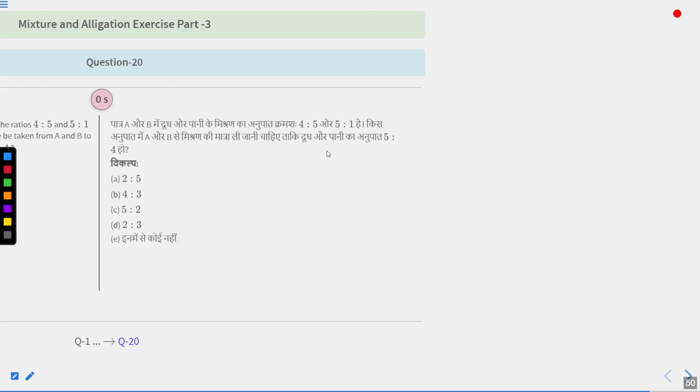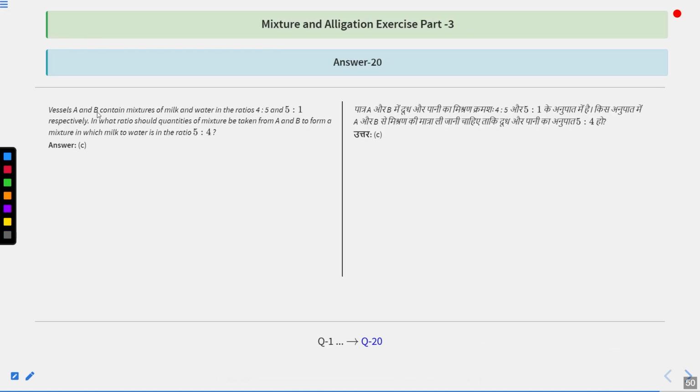Now time's up. Let's see the solution. Vessels A and B contain a mixture of milk and water in the ratio 4:5 and 5:1. Clear? So the quantity of milk in vessel A: the total is 9, 4 plus 5, and milk is 4. Clear? Same way, the quantity of milk in the second vessel: 5 plus 1 is 6, and 5 units is milk. So we can say that 5/6.